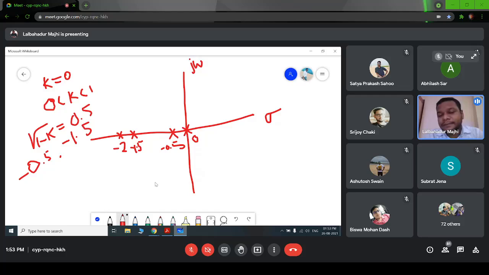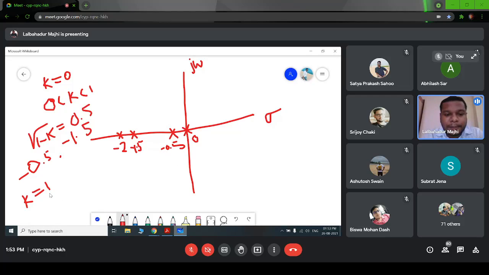Clear? So now let's take the value of k equal to 1, because we are increasing the value of k from 0 to infinite. First we consider 0 and plot the roots, then the value of k within 0 to 1. We plot the roots here. We got minus 1.5 and minus 0.5.